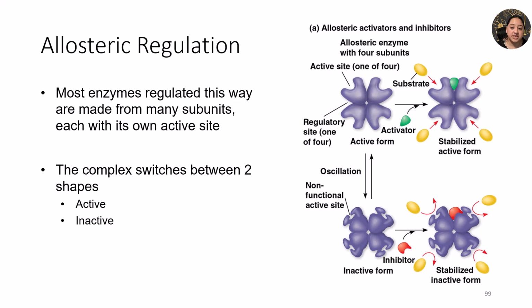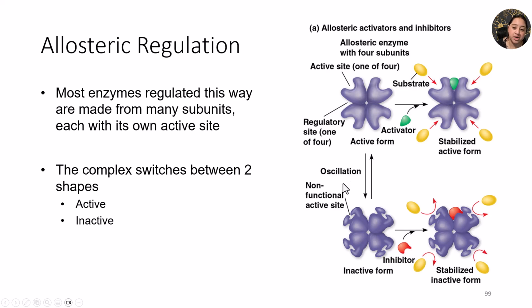So this figure is kind of a lot at once, but if we focus on the top side, let's say the top left, this is an active form of this enzyme. This enzyme actually has 4 subunits, 4 purple blobs, and each blob is in a subunit and has its own active site. So this is the active form of this enzyme.